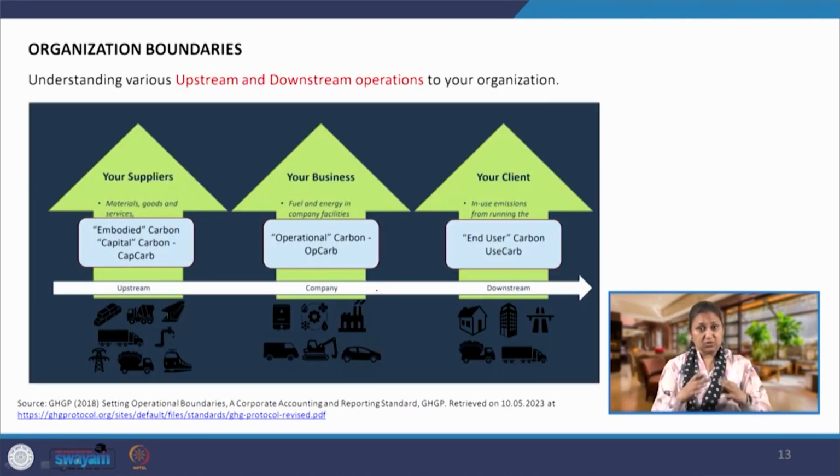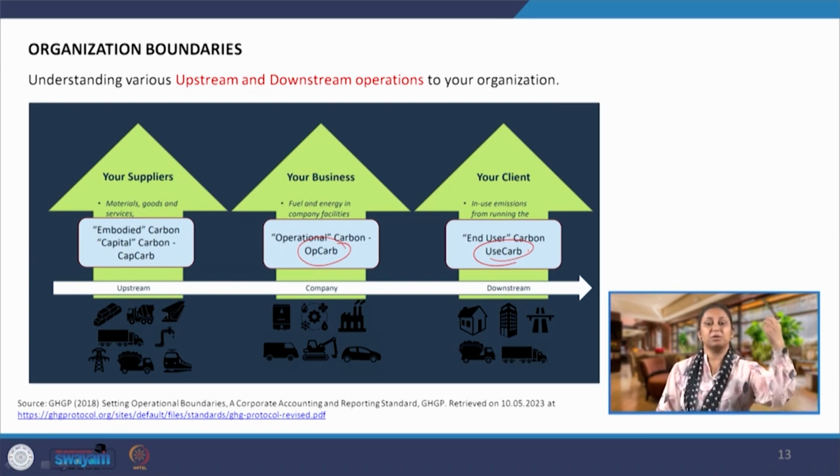Now, when we are deciding this organizational boundary, we have to understand the entire value chain, and this is the first task that we have to start with, understanding the organization. So, we will have the operations of the company which are present here. We have to understand the operational carbon, or the emissions accruing from operations, which is known as OpCarb. We have the upstream and downstream operations. Downstream, for example, the in-use emissions from the running. So, here we will call it use carb.